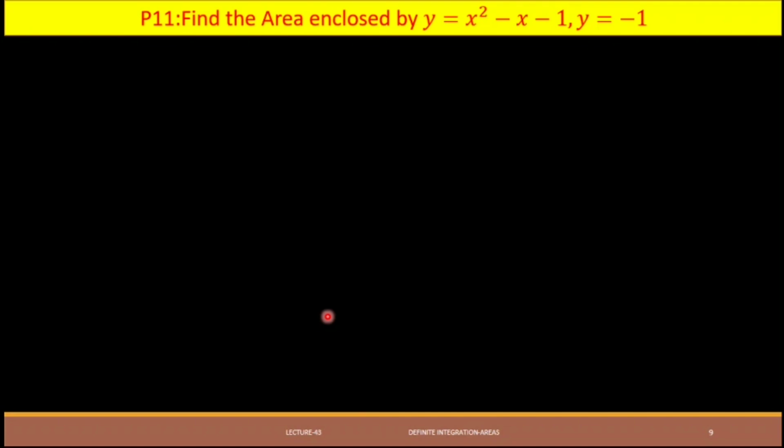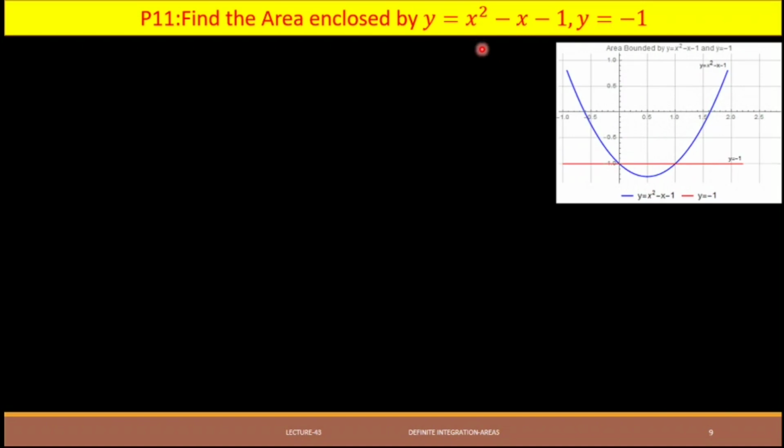You have two curves, namely y is equal to x square minus x minus 1 and y is equal to minus 1. Y is equal to minus 1 is a horizontal straight line and y is equal to x square minus x minus 1 is a parabola. By completing the square you can find the parabola and use the appropriate graphical transformations to draw it. If I plot these two curves, this is how the diagram looks.